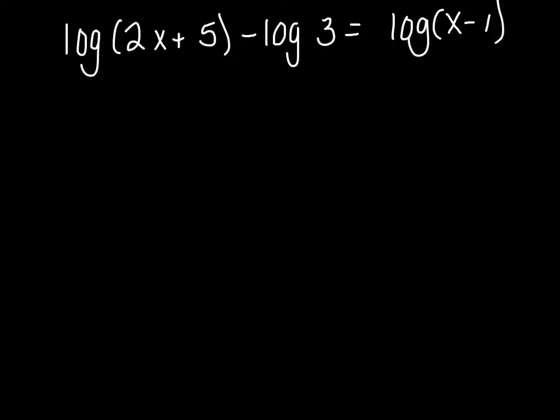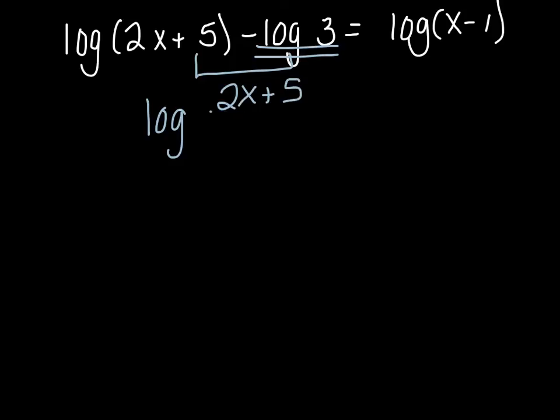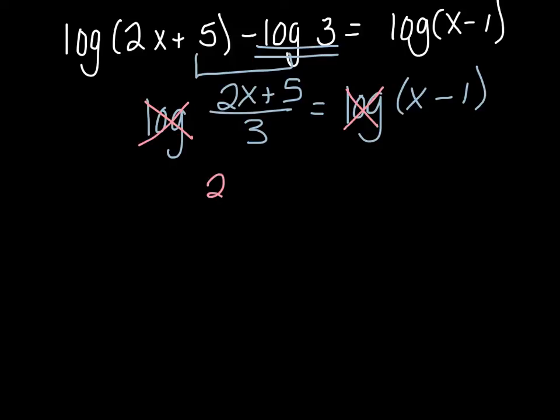Last problem. If I have one log on each side, I can drop them. Well, I can combine these to one log. The negative 1 goes on the bottom. So log of 2x plus 5 over 3 equals the log of x minus 1. Now that the logs are the same and there's 1 on each side, I can drop them. So I have 2x plus 5 over 3 equals x minus 1 over 1. Now I'm going to cross multiply.